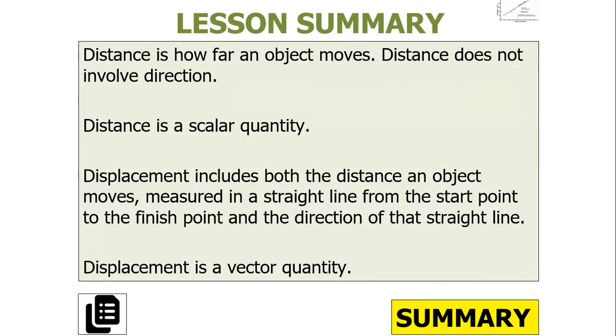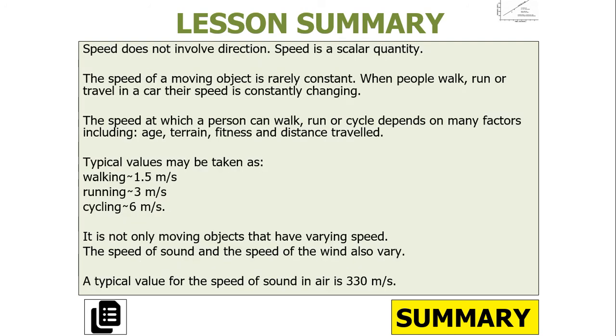Distance is how far an object moves. Distance does not involve direction. Distance is a scalar quantity. Displacement involves both distance and the direction it moves in. It's the straight line from the start to the finish of a journey in the direction of that straight line. Displacement is a vector. Speed does not involve a direction and is also rarely constant.